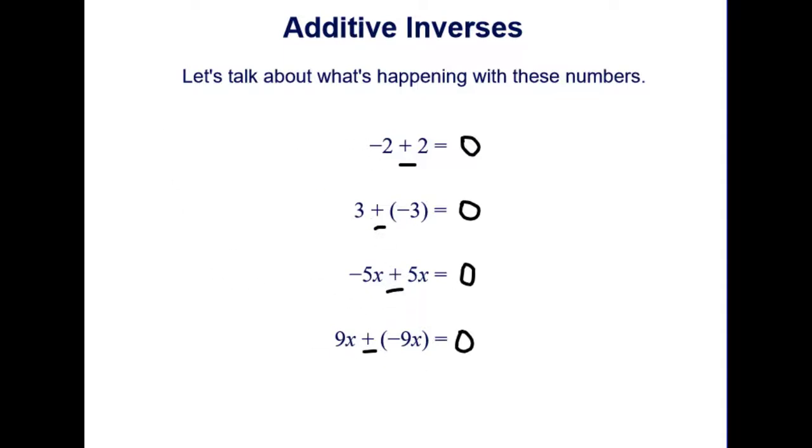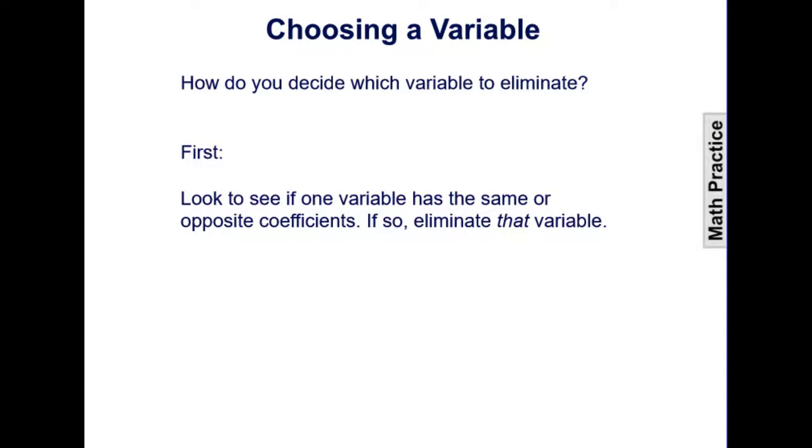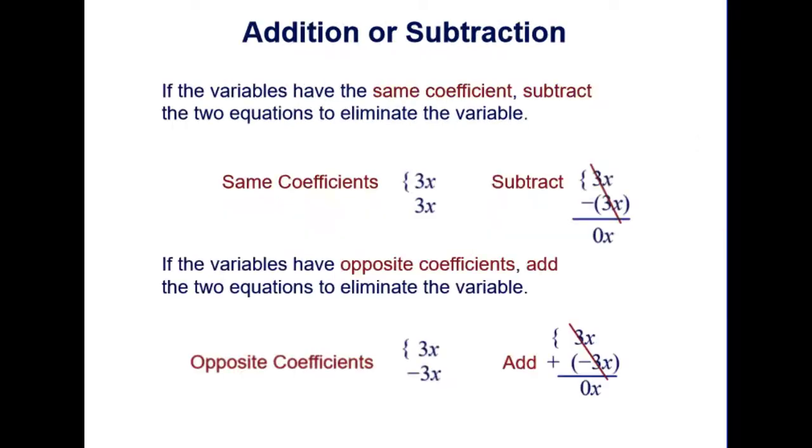We can use these to help us with elimination. We're always on the lookout for those additive inverses. How do we decide which variable is going to eliminate or simplify to 0? We can first look to see if one variable has the same or opposite coefficients. That's the one we want to eliminate. We need to be on the lookout for them in order to use this method.